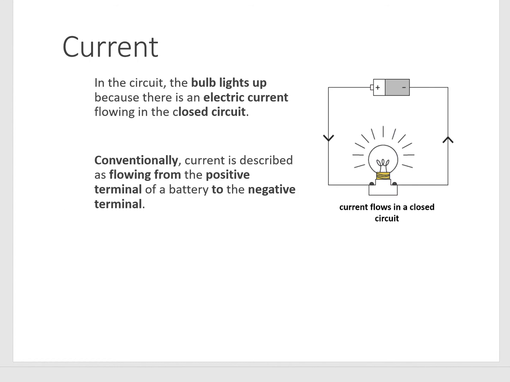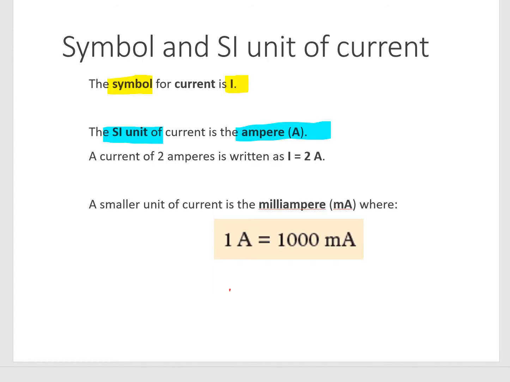And when we draw current direction, we always draw them from the positive to the negative terminal. When I want to represent current and I don't want to spell out the word, the symbol is I. So in the formula, every time you see I, it means current. And of course, when I measure current, let's say it's 2 or 4 or 5, that's in ampere, right? The SI unit is ampere.